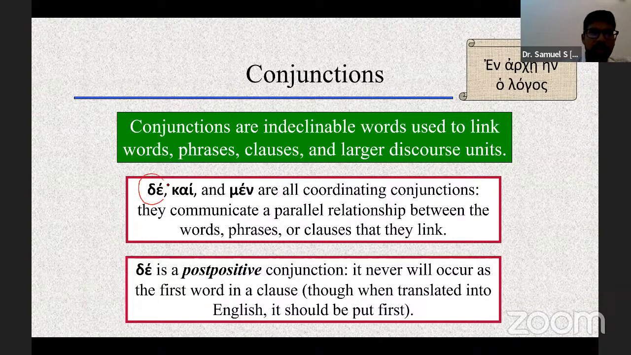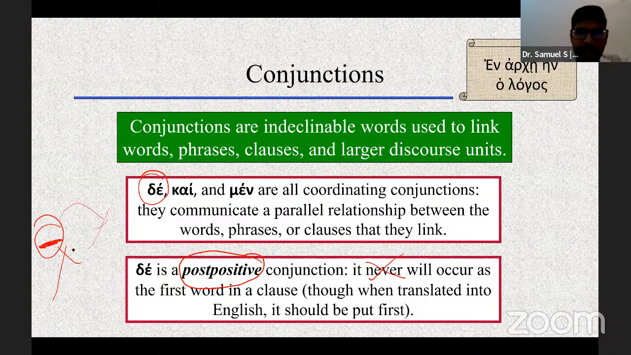This word de is interesting. It's called a post-positive because it will never occur at the beginning of a sentence. You will never see de as the first word of a sentence. It will always be later on. But when you translate it into English, you should always put it first. Why is that? We'll see it in an example later. But it's called a post-positive for that reason.